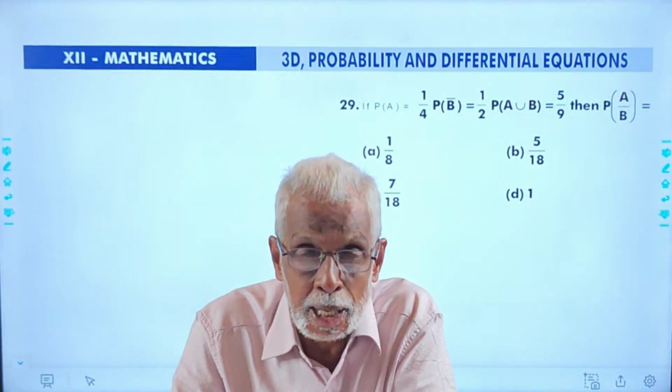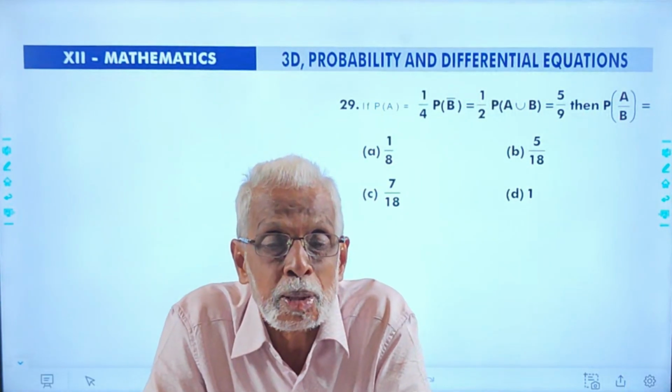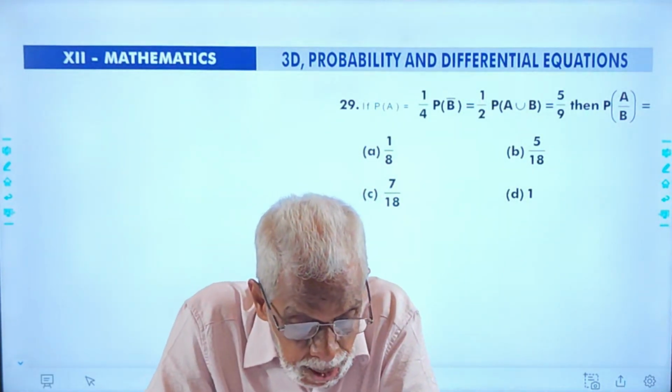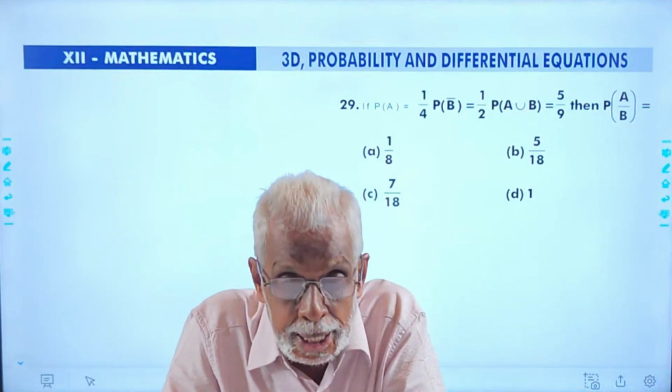We need to find P of A by B. What is probability of A by B? Conditional probability. P of A intersection B by P of B. Simplifying, we get the correct choice as 7 by 18.